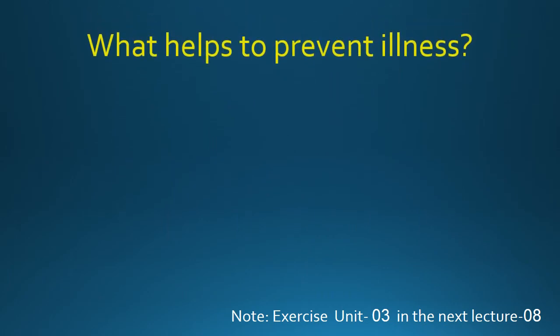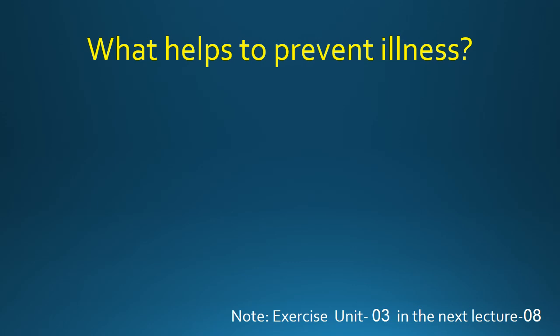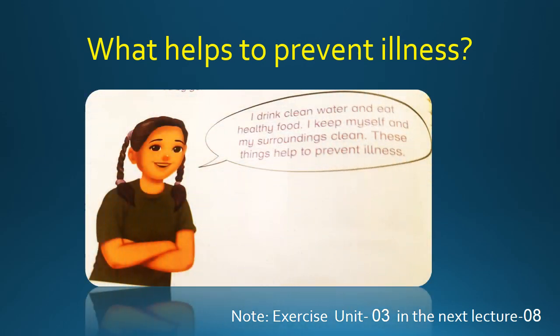What helps to prevent illness? When I asked a student, she told me that I drink clean water and eat healthy food. I keep myself and my surroundings clean. These things help to prevent illness. Absolutely right. If we want to prevent illness, we should eat healthy food. We should keep ourselves clean. We should keep our surrounding clean. Then we can prevent illness.